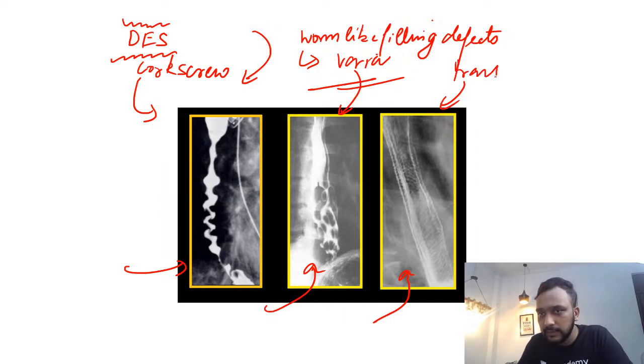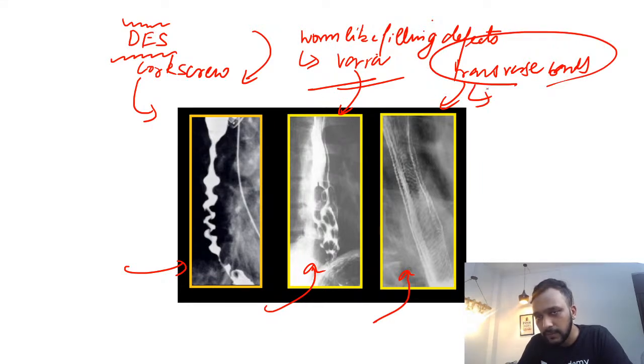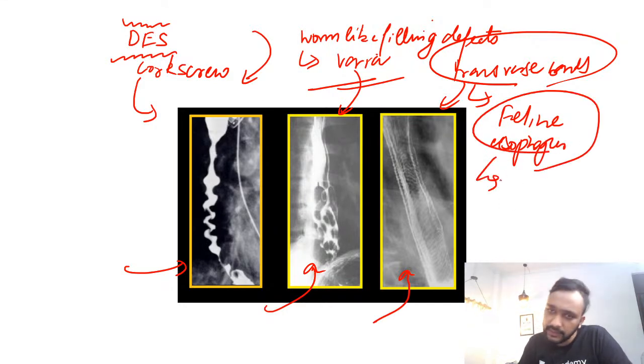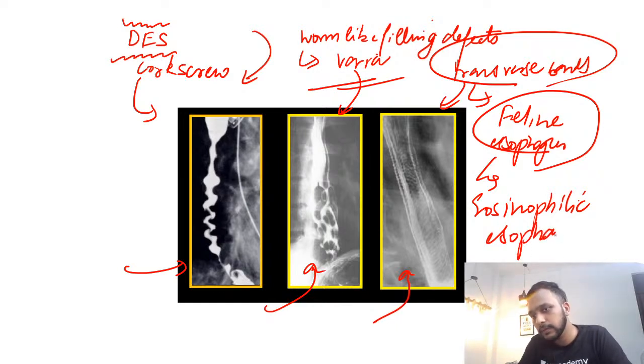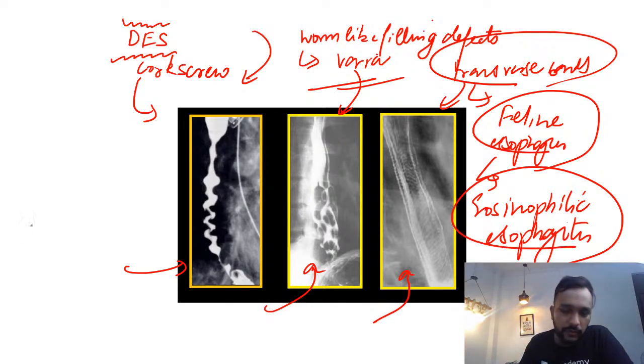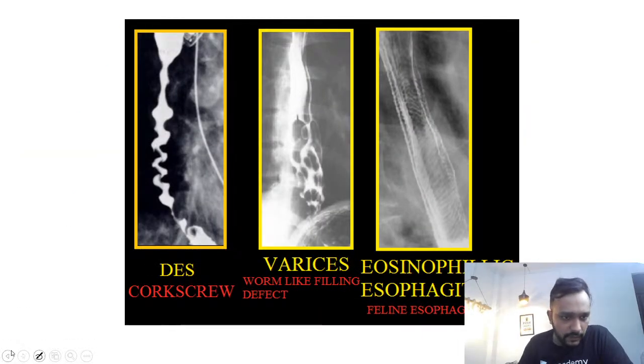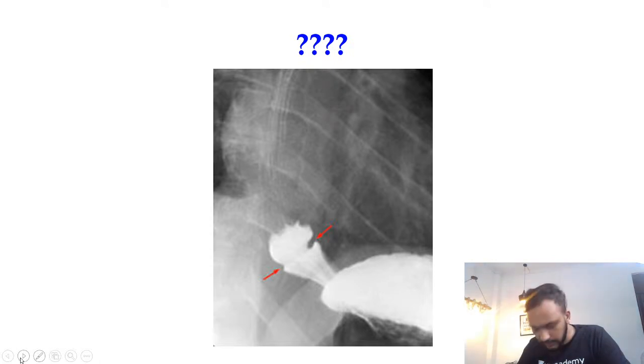And transverse bands within the esophagus. This is called feline esophagus. And guys, this feline esophagus can be seen in eosinophilic esophagitis. It can also be seen in gastroesophageal reflux disease, right?